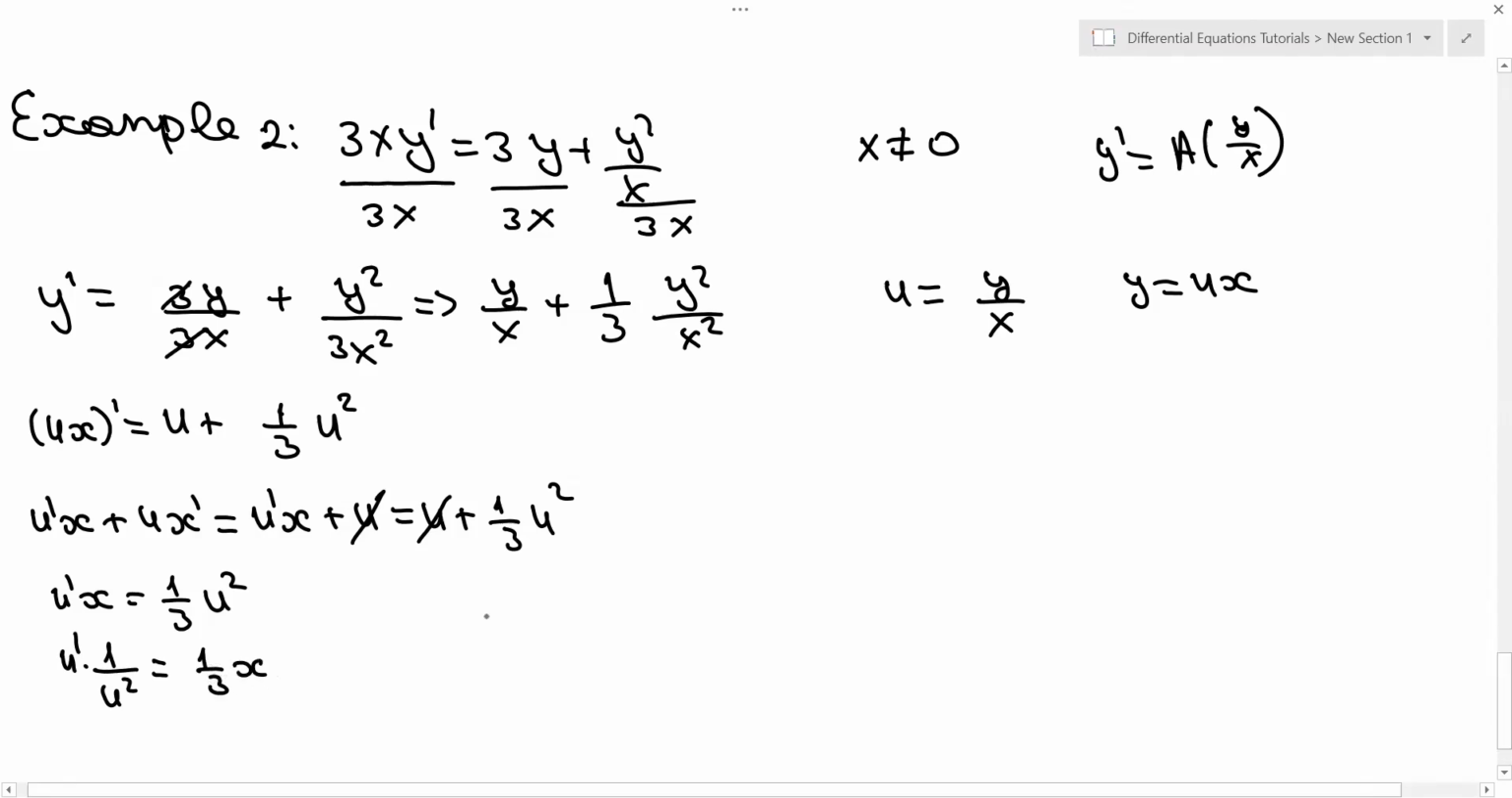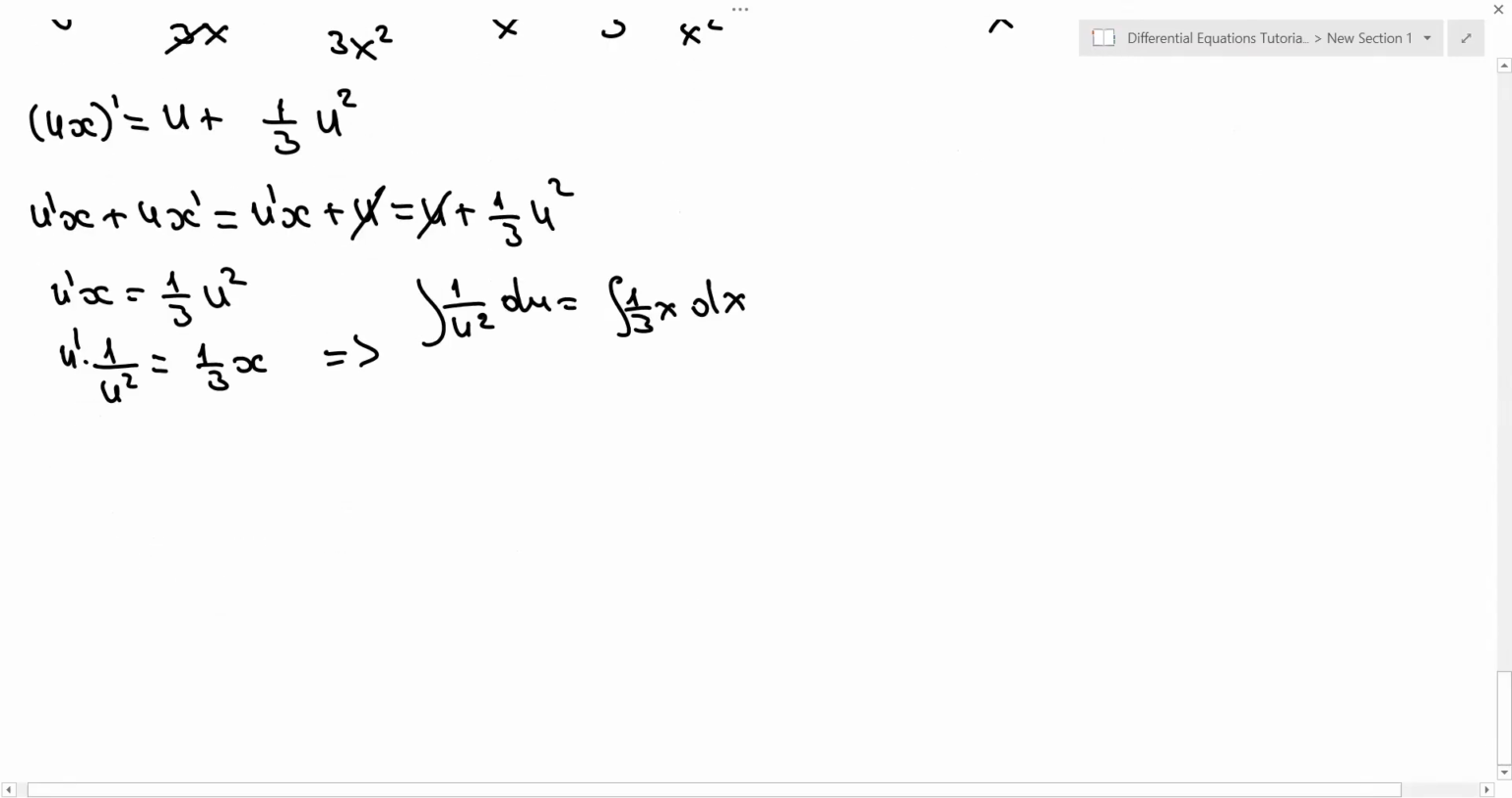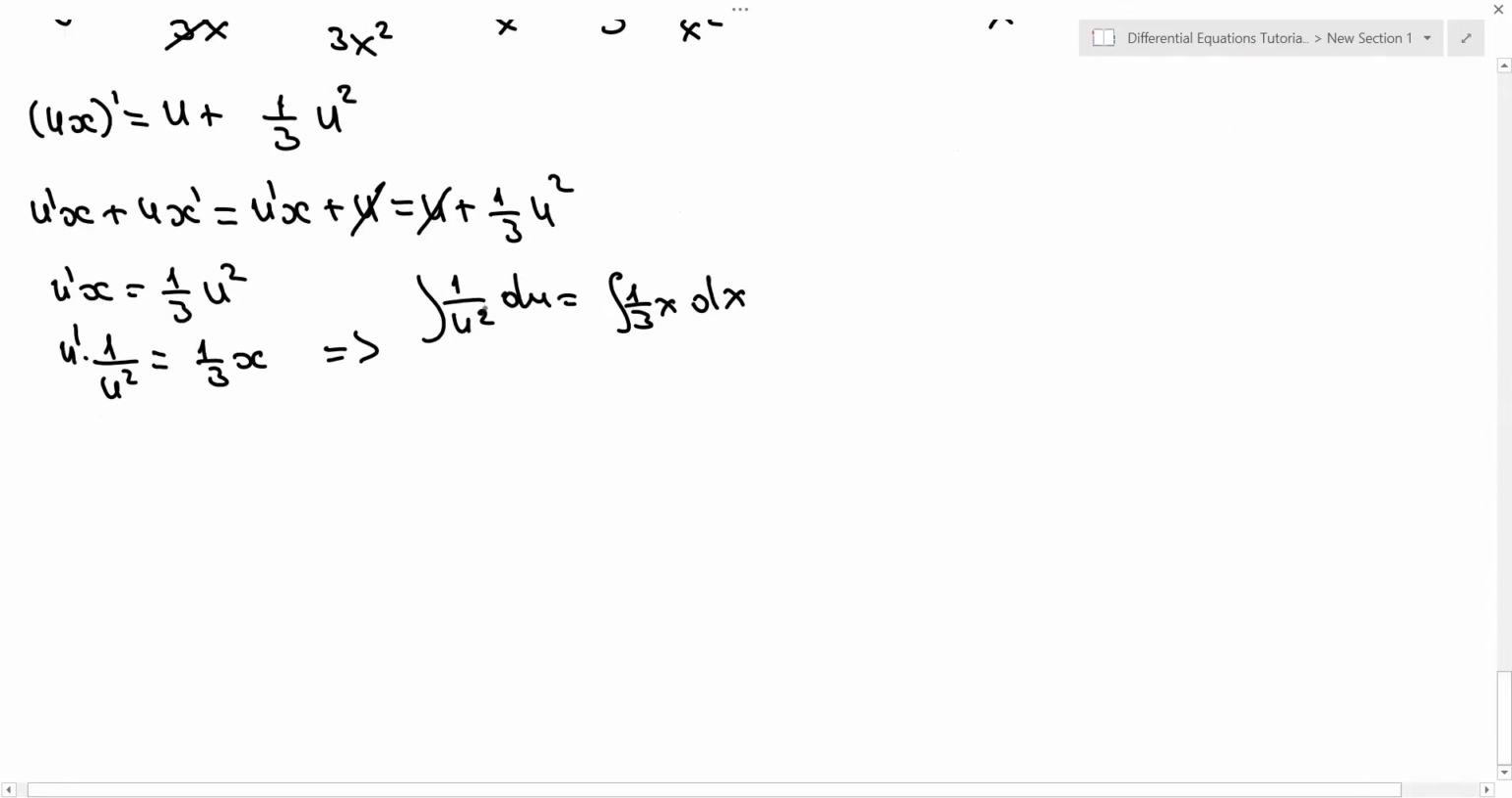And from this, we have 1 over u squared du is equal to 1 over 3x dx. Integrate both sides. And from the previous example, you know how we integrate this, so I will pass this part very quickly. So I will have minus 1 over u is equal to 1 over 3 ln x.